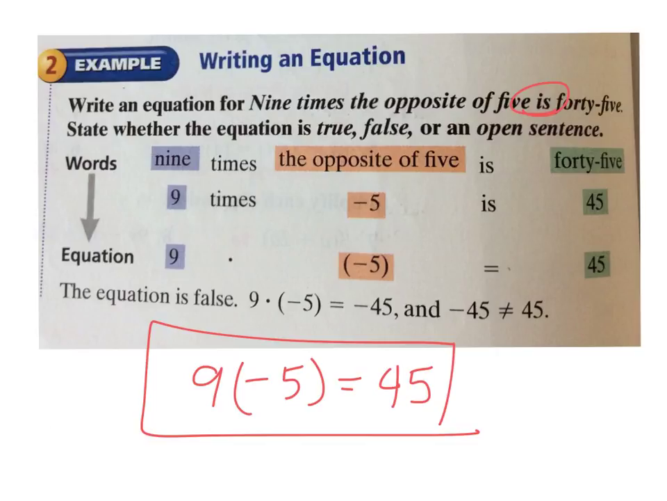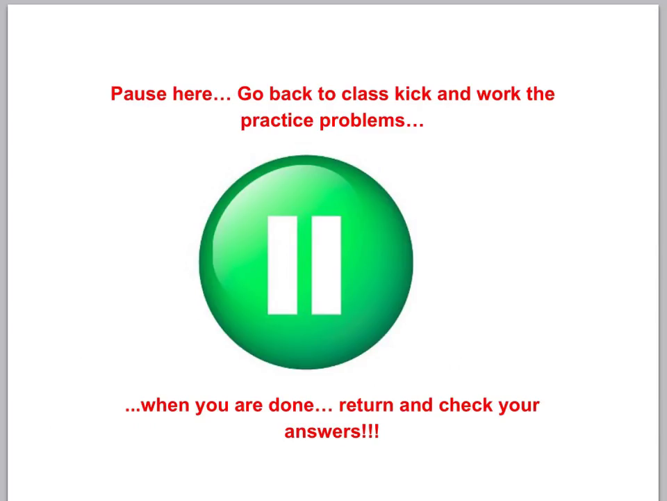And then we want to state whether it's true, false, or open. Well, in this case, it's false because this side on the left is negative 45. And we know that negative 45 does not equal 45. So it's going to be false in this case. Pause, head into class kick.